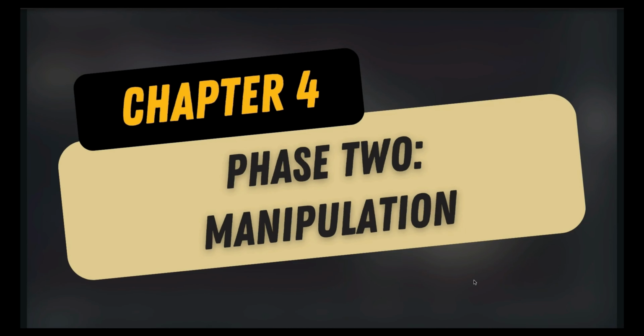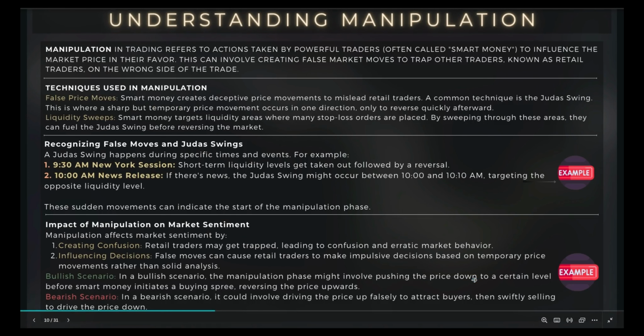Chapter 4, Phase 2: Manipulation. Understanding manipulation. Manipulation in trading refers to actions taken by powerful traders, often called smart money, to influence the market price in their favor. This can involve creating false market moves to trap other traders, known as retail traders, on the wrong side of the trade.